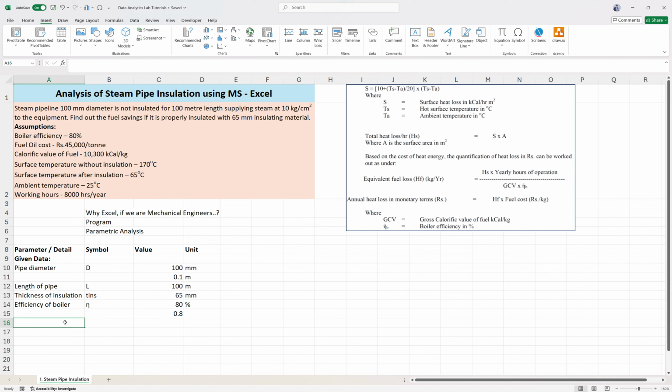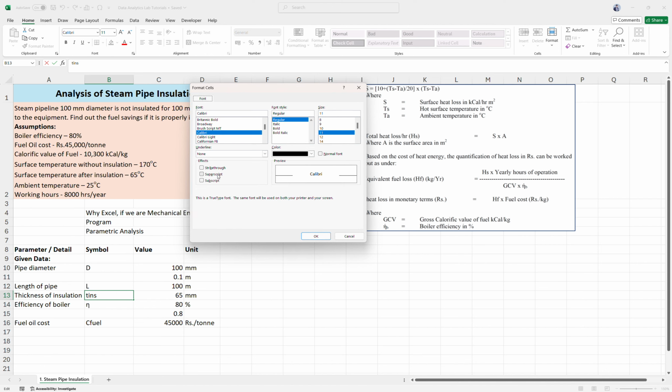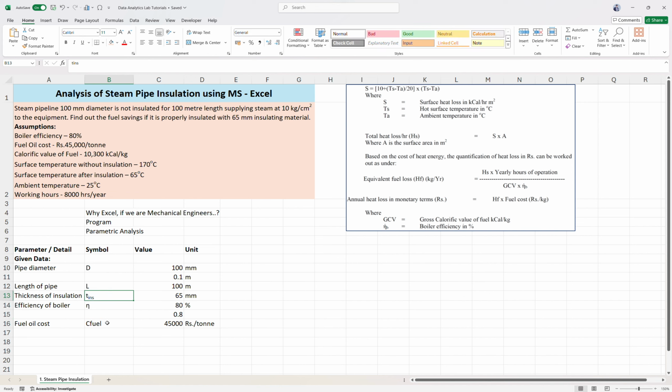Afterwards, there is fuel oil cost. Fuel oil cost, I will simply use a notation C fuel. It is 45,000 and rupees per ton. Okay, next thing. Now somebody might have a doubt that we can use subscript here. We can make it more technical. So what you can do, double click on the cell, then you can select that particular text. You can go to home tab, go to font option, click subscript. Okay, so now your notation will seem more technical.